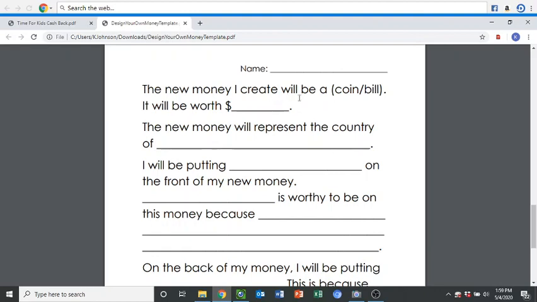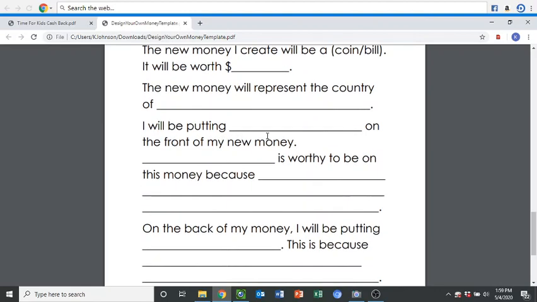So the new money you created will be a bill, and it will be worth... You get to come up with the amount. The new money will represent the country of... You get to choose that country. It could be the United States. It could be a foreign country. It could be a made-up country. Again, use your imagination and your creativity.